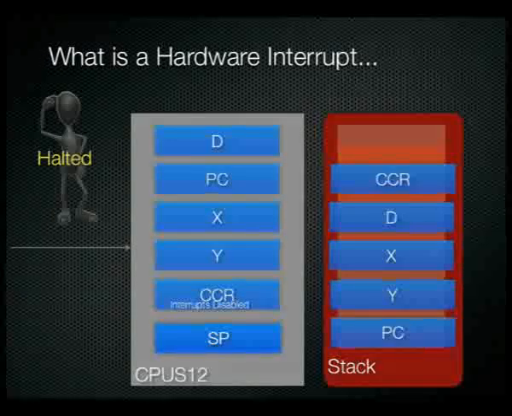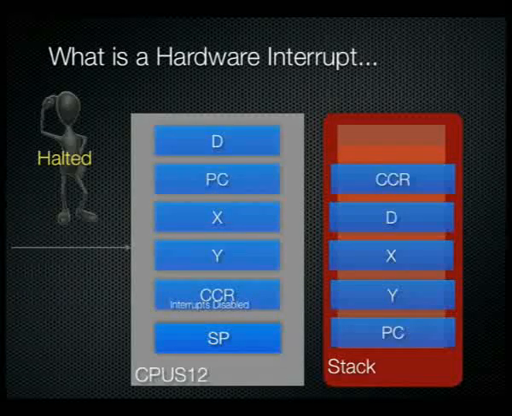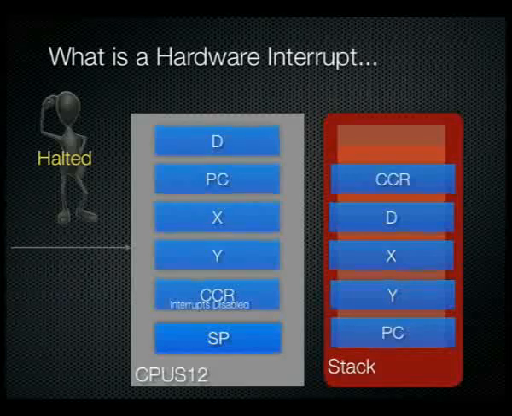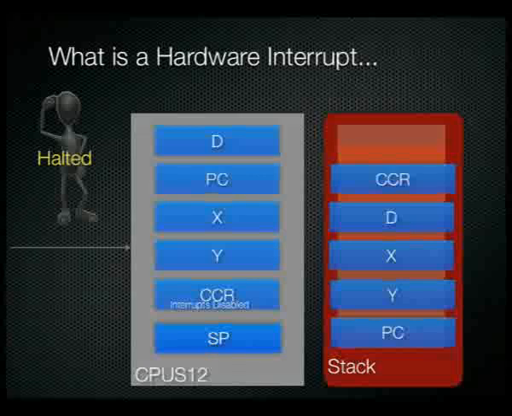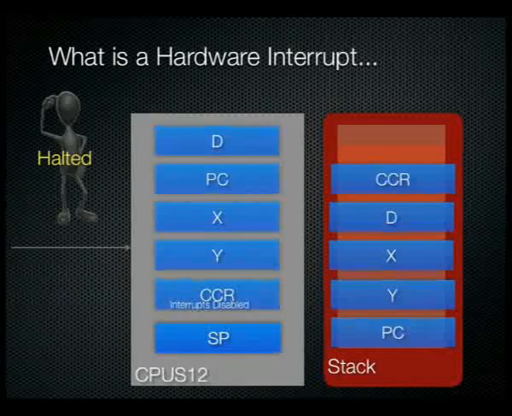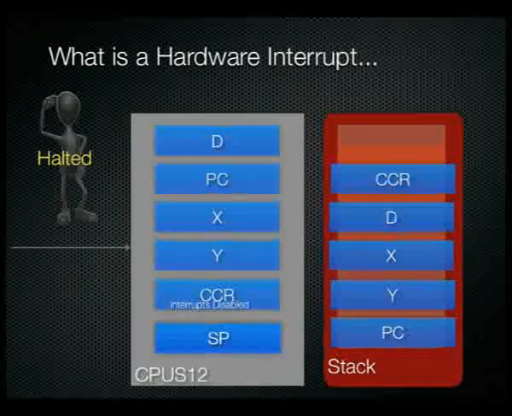Then what happens once we've stored that context on the stack, we simply disable our interrupts. Therefore, no other interrupt can take place, or no other maskable interrupt can take place. So therefore, we can successfully complete that interrupt service routine without getting interrupted by any other asynchronous event.